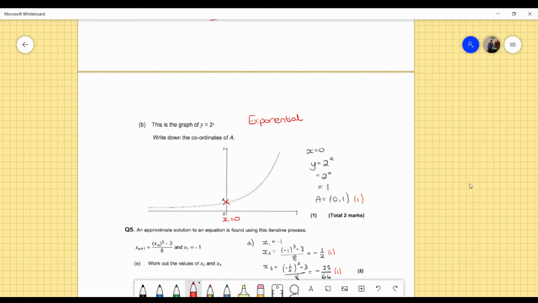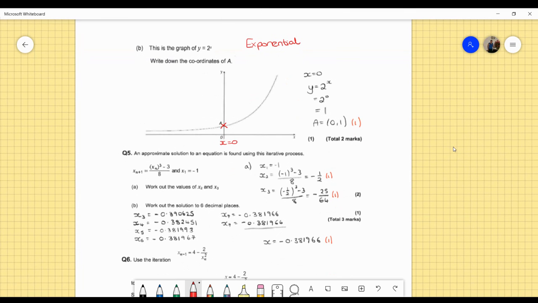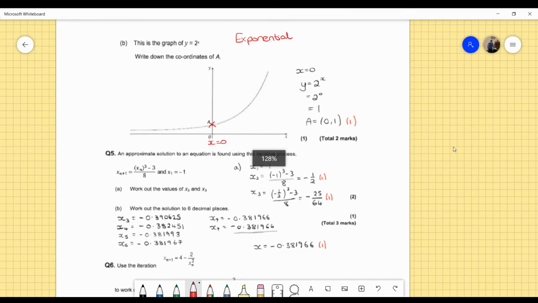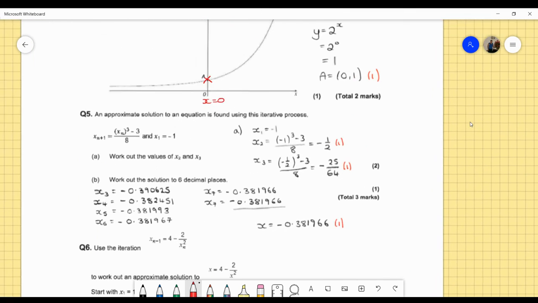If we have a look then at question 5. Question 5, I'm just going to make it a little bit bigger, is an iteration question. We're asked to start with x1 equals -1 and work on from there and find just the next 2. So that means we've got our bracket here. We're going to put the -1 inside the bracket and cube it, then take away 3 and divide it by 8 using your fraction button, and you should get -1/2 or -0.5 for the first mark.